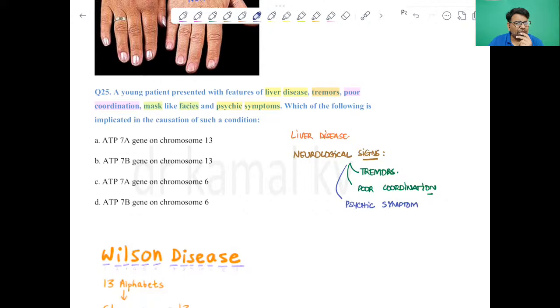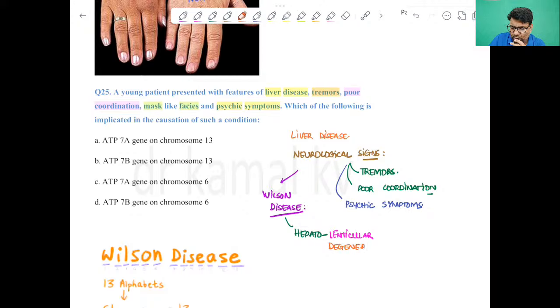So this is the classical presentation of Wilson disease. Okay, and this is also known as hepatolenticular degeneration. So the other term for this condition is hepatolenticular degeneration.